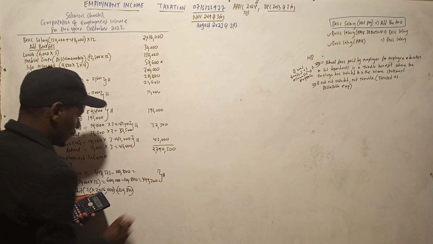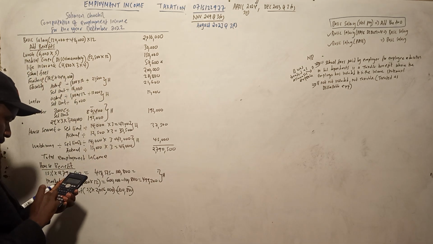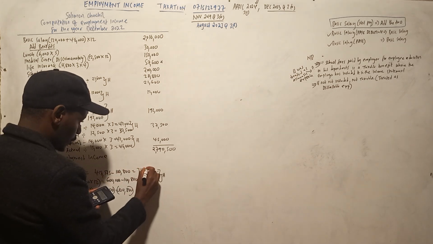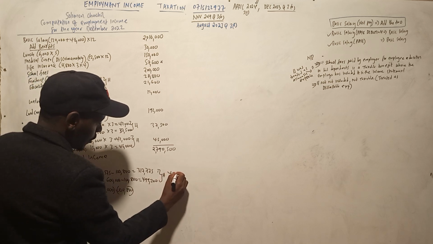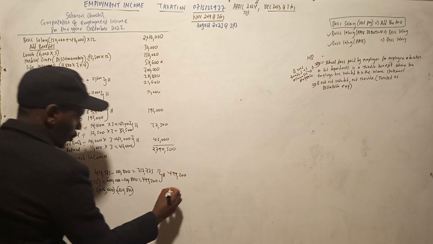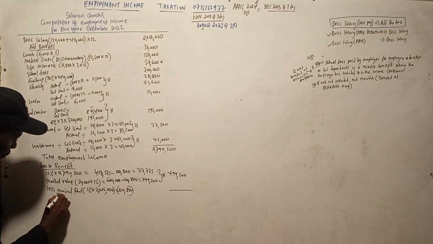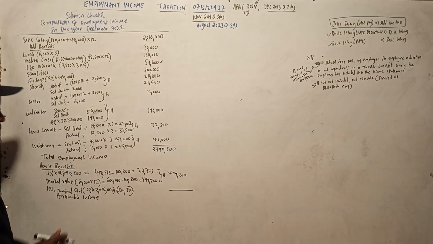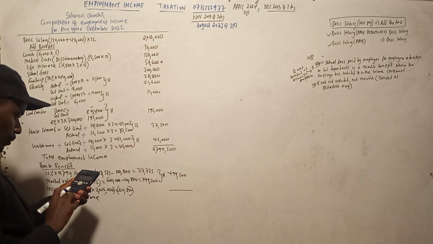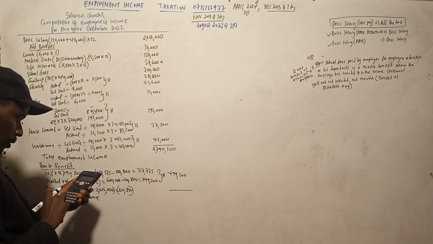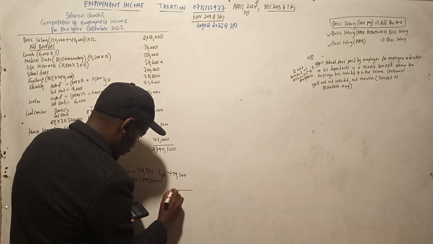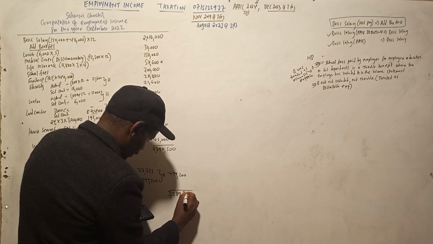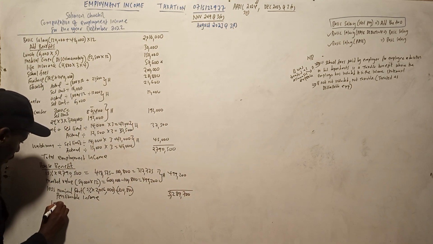Remember, you're supposed to pick the higher. 418,575 minus 100,800 is 317,775. So the higher is 499,200. So that we get pensionable income. So 2,790,500 plus 499,200, which is 3,289,700. Now we can less allowable deduction.